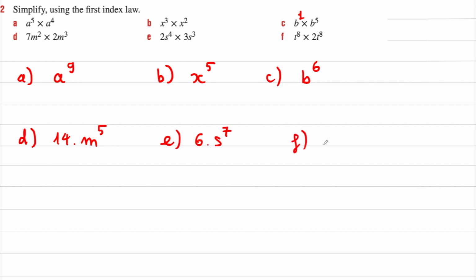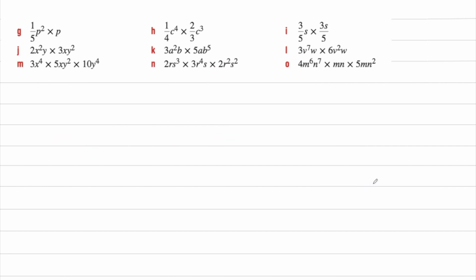And the last one is F. 1 times 2 equals 2. t to the power of 8 times t to the power of 8 means t to the power of 16, because 8 plus 8 equals 16. Yeah, that is question F. The next one is question G. For the constant number, you only have 1 over 5, and for the power number, p squared times p to the power of 1. Add the power numbers together, p cubed, p to the power of 3.